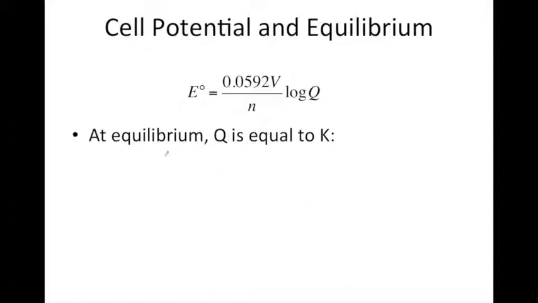Now also, since this reaction is at equilibrium, we know that Q is equal to K. So we could rewrite it as follows, where our standard cell potential is equal to 0.0592 volts divided by the number of electrons transferred times the log of our equilibrium constant.